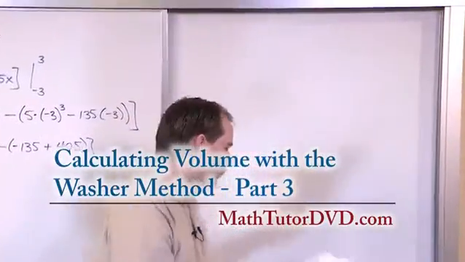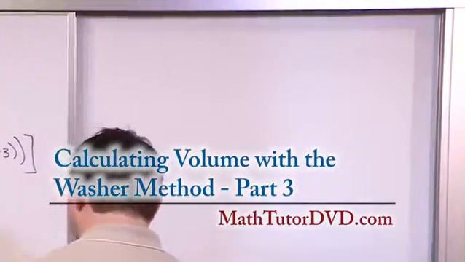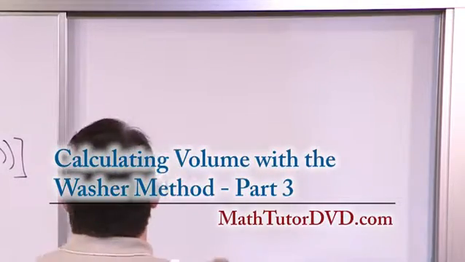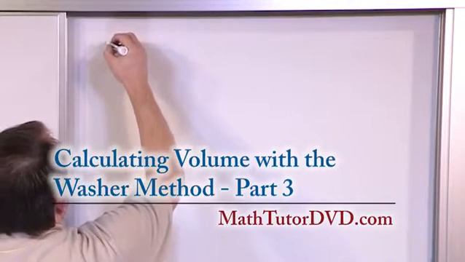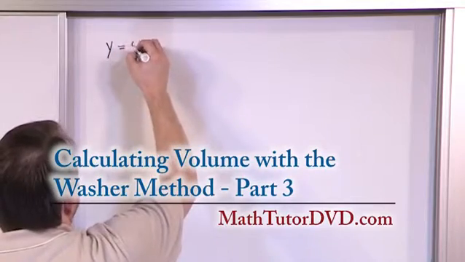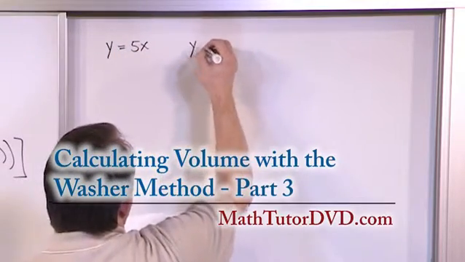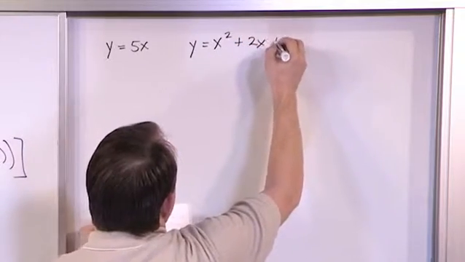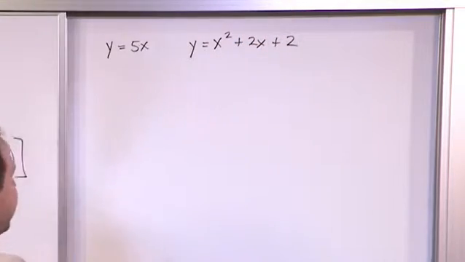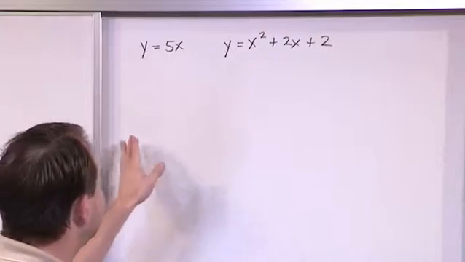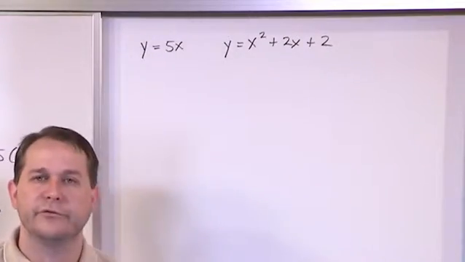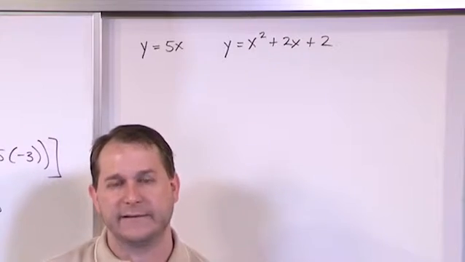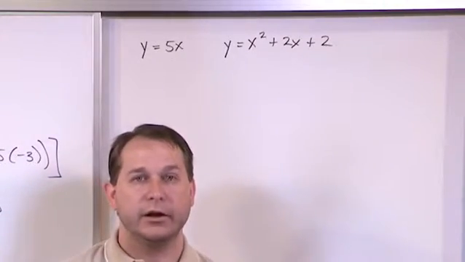So the next problem, we're just going to get a little more practice with doing all this. And what we're going to find is this would be what you would be given. So what if we had y is equal to 5x, and y for the second function is x squared plus 2x plus 2. And the only thing that you're told is that here are two functions that they intersect and they form an enclosed region, and we're revolving that entire enclosed region about the x-axis, and we want to find the volume of that guy.